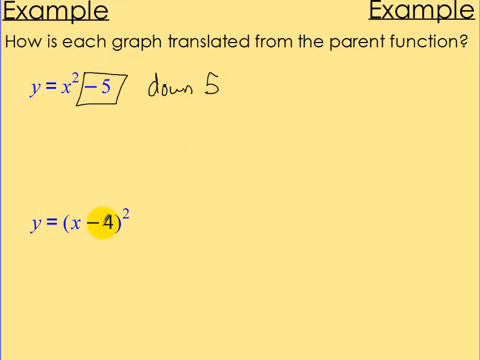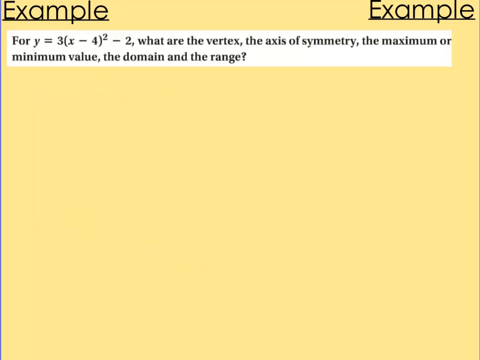This one is going to be the horizontal change, and since it's -4, it's actually going to move it to the right. So right 4. It's kind of like the opposite. That's the positive direction. That's what it ends up being for the horizontal translations. All right, next one. Pause the video.